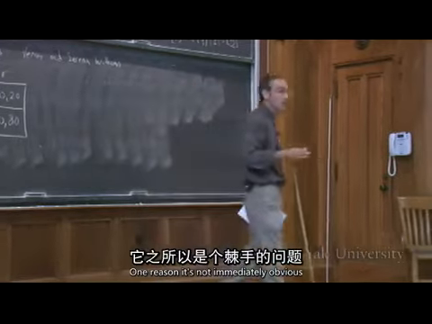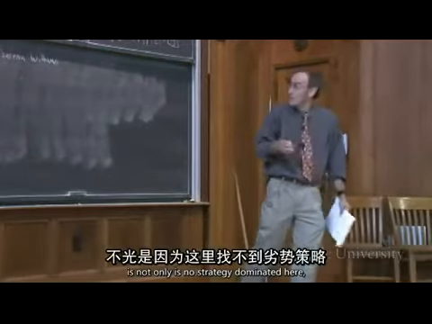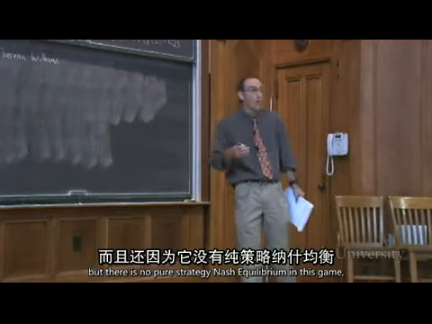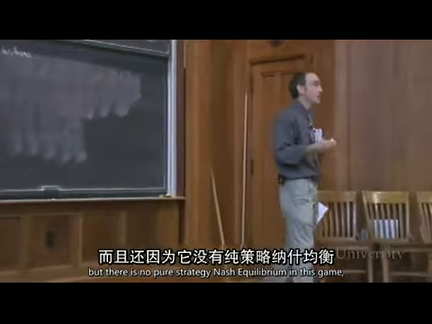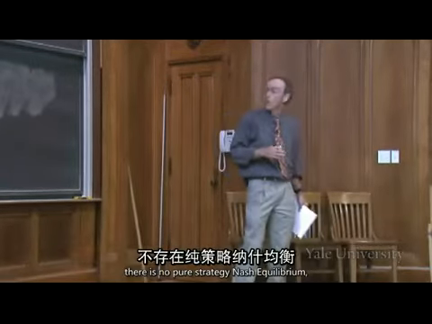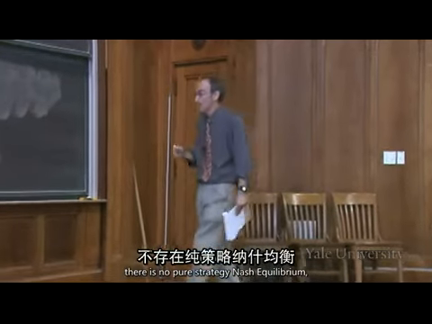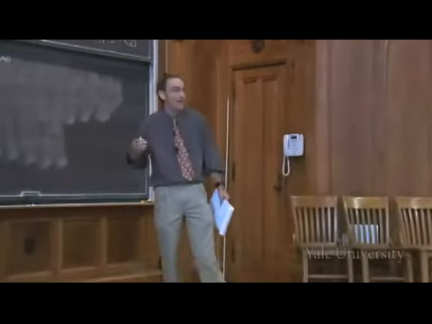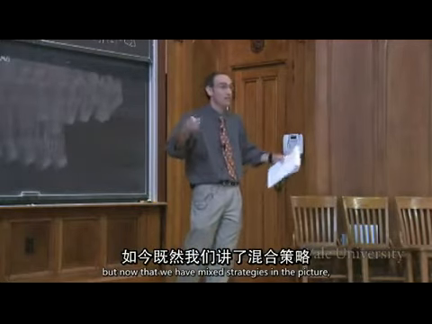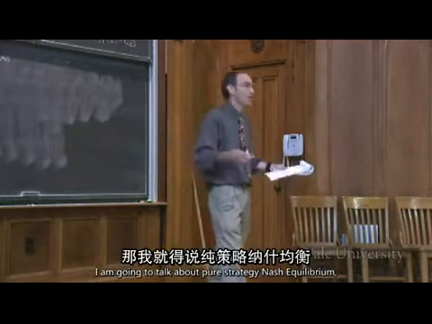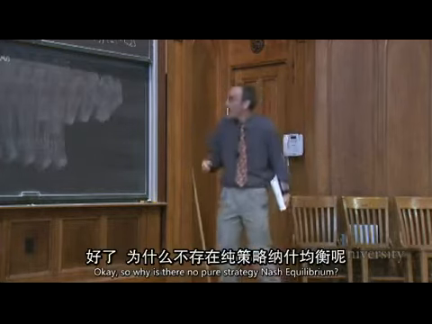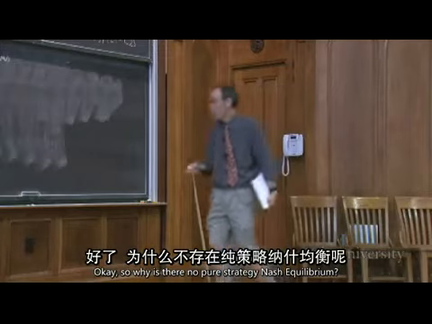And one reason it's not immediately obvious is not only is no strategy dominated here, but there is no pure strategy Nash equilibrium in this game. In this little subgame, there is no pure strategy Nash equilibrium. Notice I've added the qualifier now. Previously I would just have said Nash equilibrium, but now that we have mixed strategies in the picture, I'm going to talk about pure strategy Nash equilibria to be those that only involve pure strategies. So why is there no pure strategy Nash equilibrium?